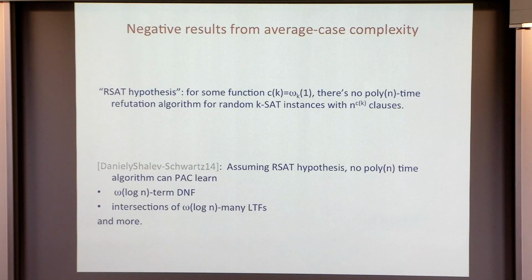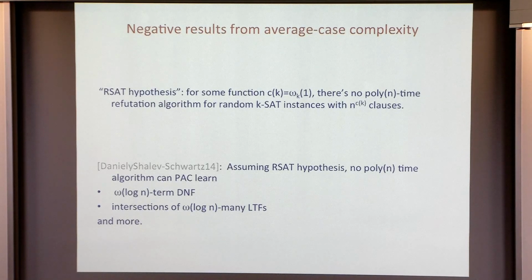Okay, so I'll be very brief on this slide because I want to get to the other stuff. There are more recent average case hardness assumptions, an assumption having to do with the time complexity of refuting random CNF formulas. Daniely and Shalev-Shwartz have shown that if you're willing to make the assumption that we don't have fast refutation algorithms for these random CNF formulas, then some really simple classes seem like they are indeed going to be hard to learn. We're not going to be able to learn DNF even with a mildly super constant number of terms. We're not going to be able to learn intersections of even just a little bit more than log n many half spaces, and so on.